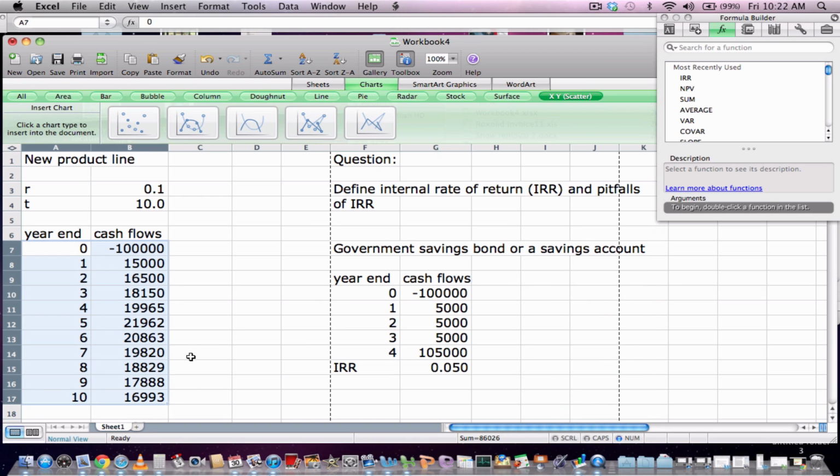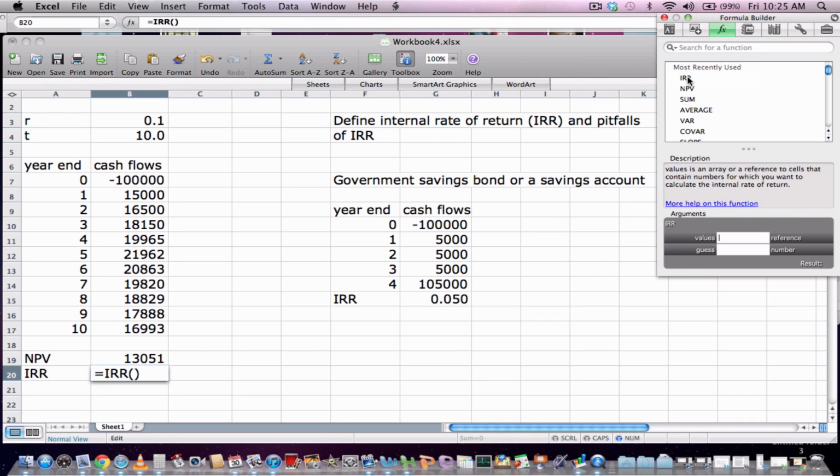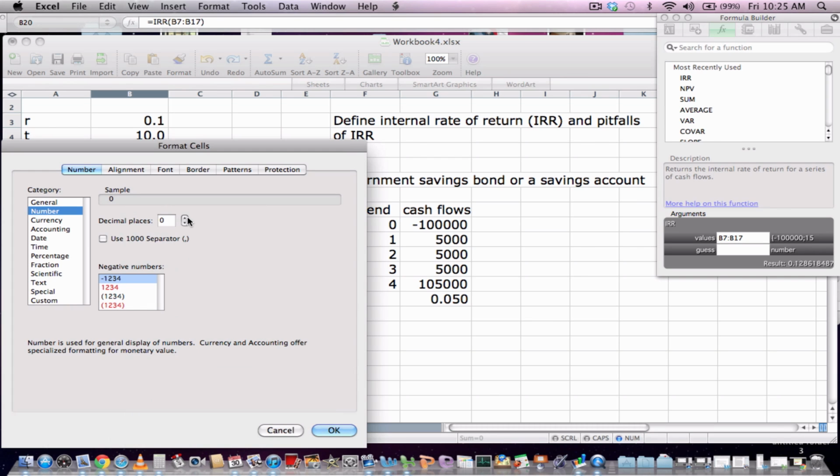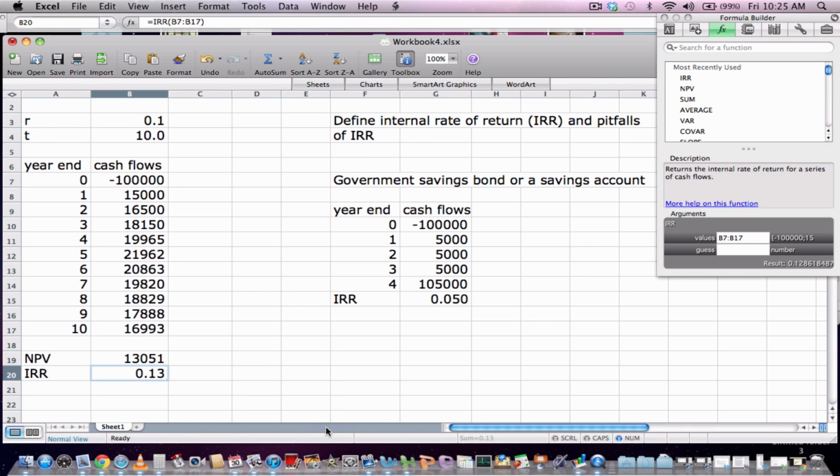85% return or so. So we'll double click on our internal rate of return function, highlight all cash flows including year 0, and then format this cell so that we can see the contents. And we have a 13% return on our initial cash flow using this series of cash flows.